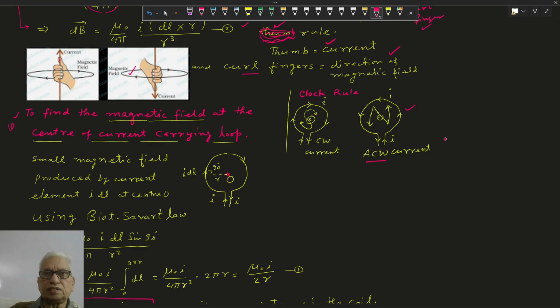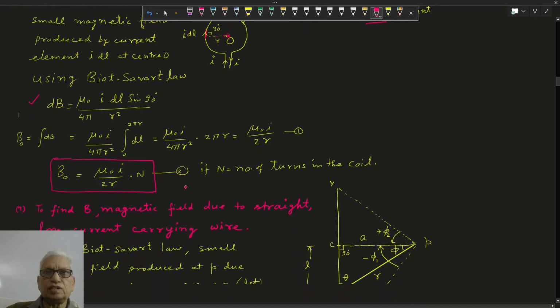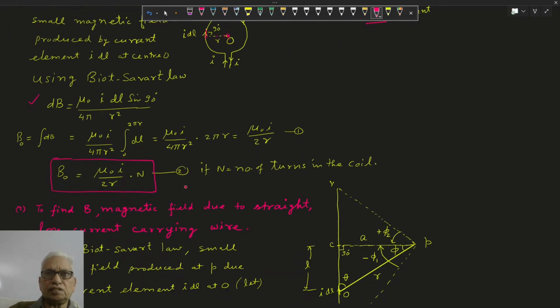Say we are taking a small elemental portion, Idl, and this is the radius. The angle between the current element Idl and R is 90 degrees. Using the Biot-Savart law, dB = mu naught I dl sin 90 upon 4 pi R square. Sin 90 is 1. To find the total magnetic field, we are integrating from 0 to 2 pi R. This way we are getting the whole figure.